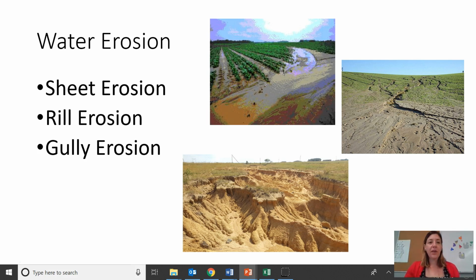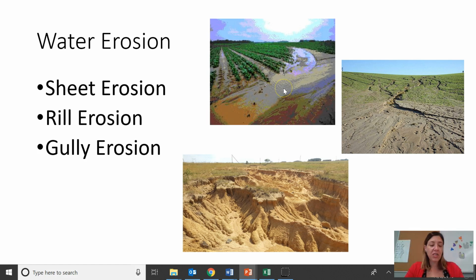Okay, so these are just showing you different ways in which water can erode topsoils. Water erosion, of course, happens naturally, but it also can be exacerbated by human activities. If you look at the first picture here, you can see that this is a field. Perhaps there was just a lot of rain, but presumably there's also been a lot of irrigation happening in this field. So erosion by water can happen as three different types.